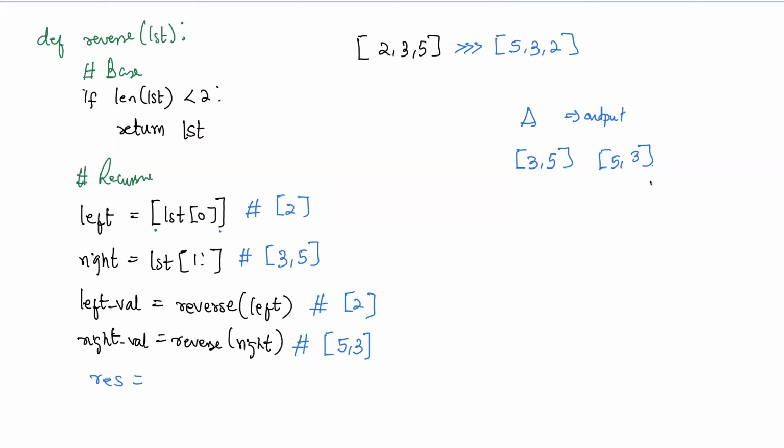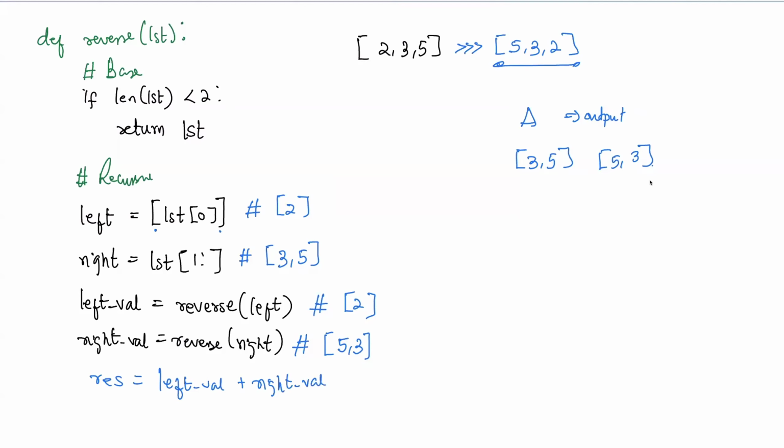What is it? How can I take left val and right val and get this output I need? Somebody help me. You can add it. Right val plus... Some people had their solution. They had written left val plus right val, but that is wrong. Can you see why this is wrong?